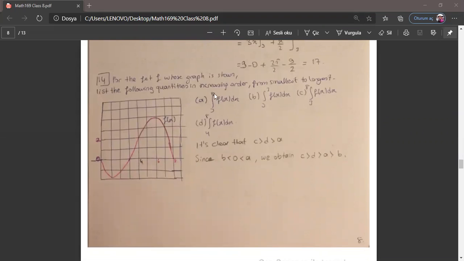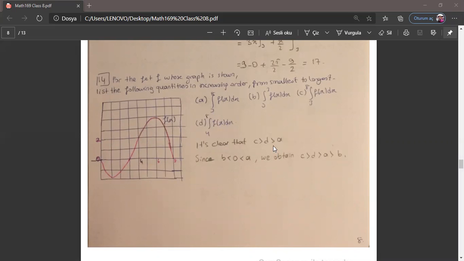Now we compare these integrals. So it's clear that c is greater than d. Here we have c. It's greater than d because it starts with 4 and this starts with 3. So it will be greater than d because the area we compute here starts with 3. It will be bigger than that. So d is greater than a because it starts with 0, I guess.